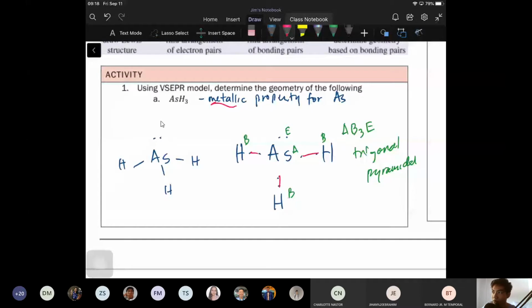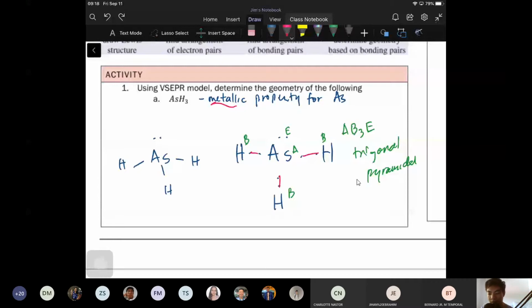Ito yung triangle. Yan yung trigonal pyramidal. No? So yan, more on 3D lang. Basta kabisaduhin nyo na lang yung mga codes natin. No? Okay, so yan lang naman. Okay, so we're done with that.